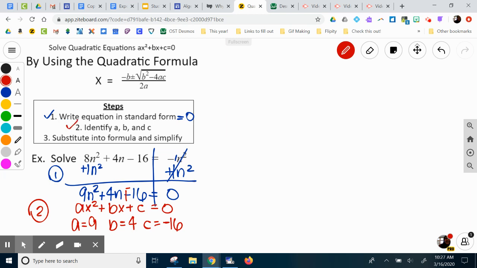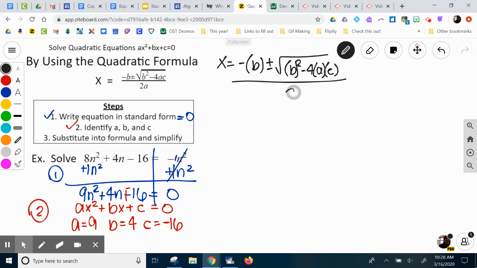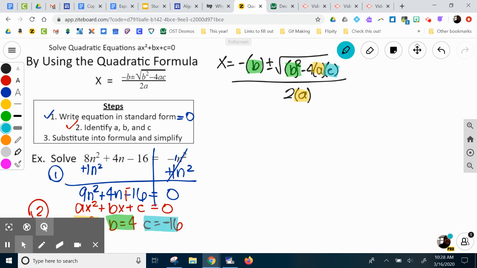Step 3, which is the bulk of this, we are going to substitute into the quadratic formula. So the quadratic formula is super important. Don't forget it. x equals the opposite of b plus or minus the square root of b squared minus 4ac, all over 2a. And again, I'm going to pop these numbers in. Pause your video right now, pop your numbers in. Okay, you should have already popped your numbers in, but we're going to pop them in together.